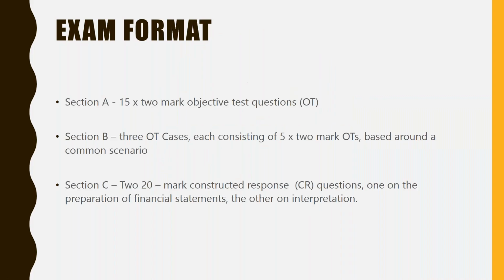Right. So first of all, I wanted to talk a little bit about the exam format that you will find in the exam. You have three sections. Section A has 15 two-mark objective test questions. In Section B, you'll have three objective test cases, and each will consist of five two-mark objective test questions, and they'll give you a common scenario. Section C has two 20-mark constructed response questions. Here you will have an opportunity to type this up on the spreadsheet or the Word document if you're doing the CBE format.